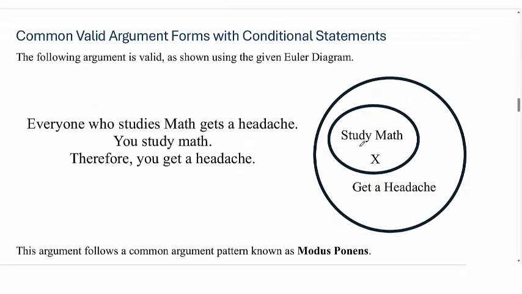All right, now we're on to the next topic. The next topic is common valid argument forms. We've already discussed how to use an Euler diagram such as this one to determine if an argument is valid or invalid. But wouldn't it be nice to know certain common situations where you don't have to draw this picture? You can just know that it's a valid argument.